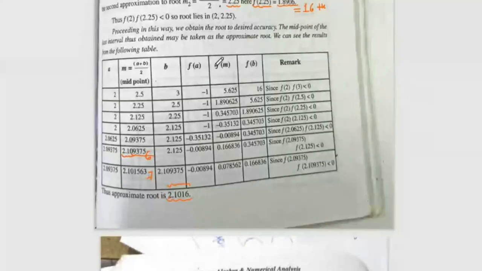You can also use the tabular method in the examination. In the tabular method, you follow the same steps. Write the iteration, the A value, the B value, f of A, f of M, and f of B, which is the function value at B. Then remark which is positive and which is negative. f of 2 into f of 3 is less than 0, which means you have to take the half of 2 and 3 so that you will get this value.